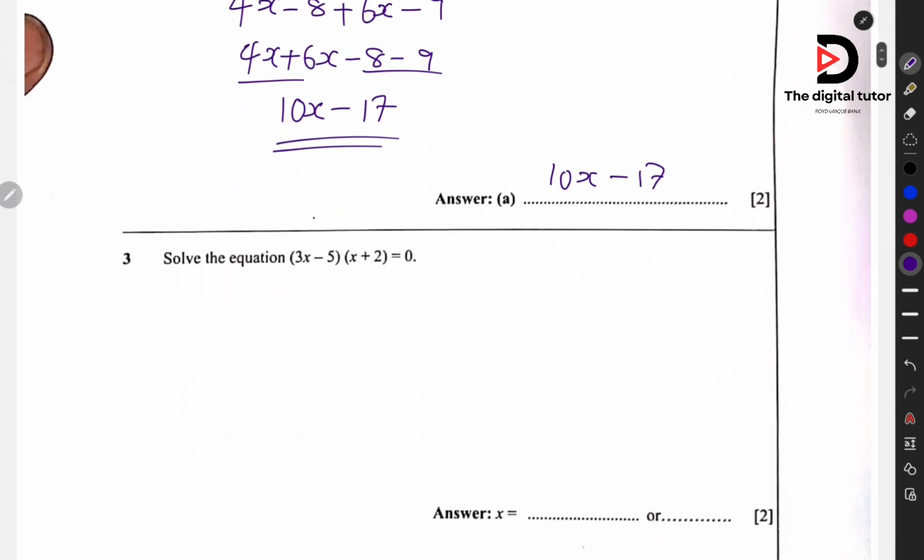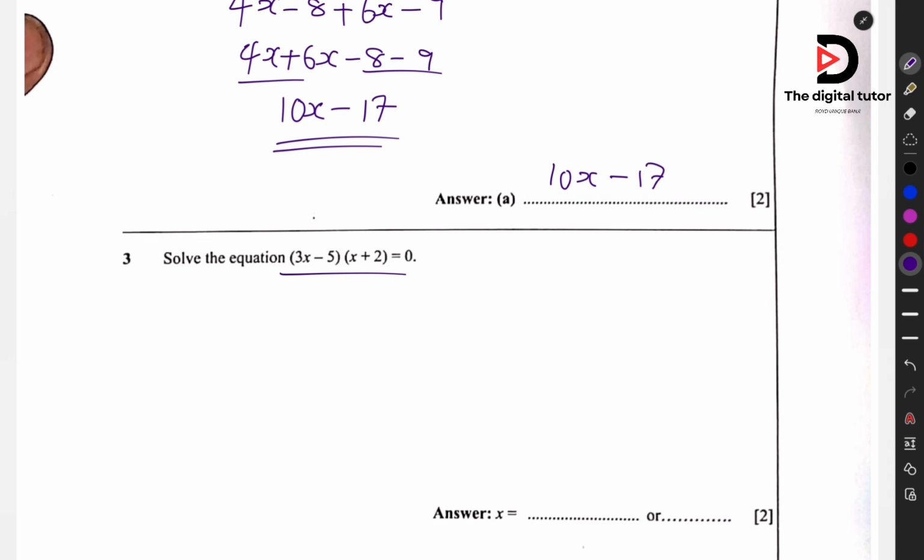Then the third question, solve the equation. When you are solving the equation, just know that you are finding the values. In this case, the variable is x. This is a quadratic function, and it's already factorized, so you just need to find the value of x. In some cases it comes as a quadratic function where, in most cases, you use the factorization method to work out the answer.